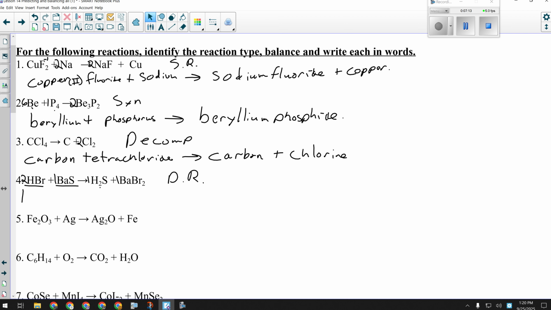And then we would have in words, because this is an ionic compound, hydrogen bromide plus barium sulfide gives us hydrogen sulfide and barium bromide.